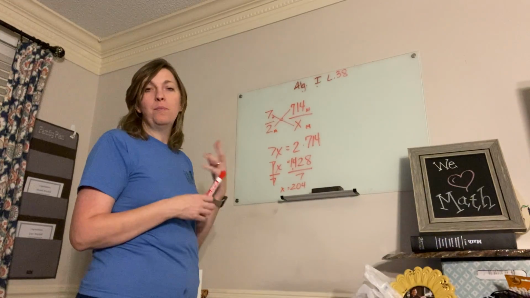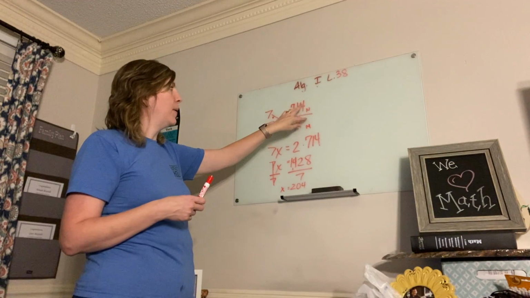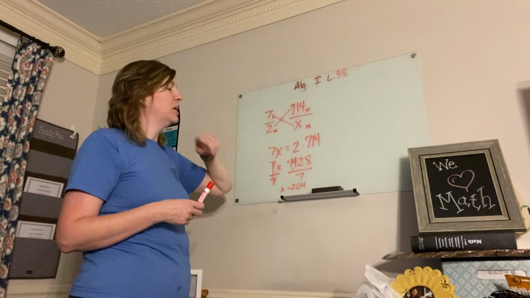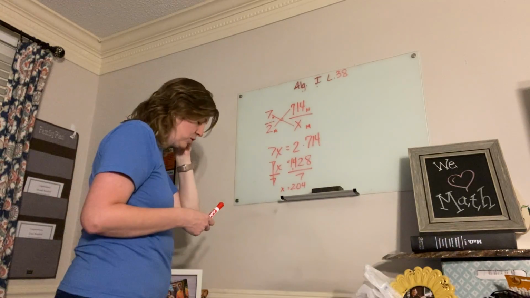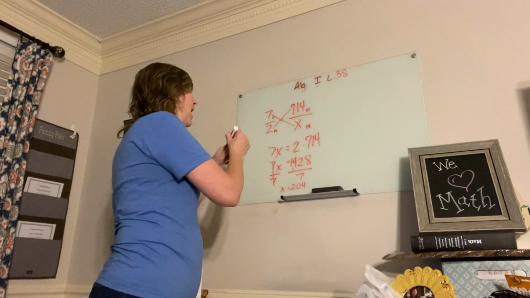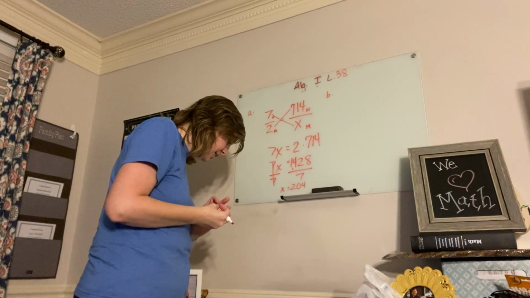Or maybe if you set it up wrong, if you maybe weren't paying attention to your labels and put 714 down here, that would give you a much different answer. So that's why it's important. All right, that's letter A, so let's mark that. And then we just have one more practice, so let's go ahead and do that together.